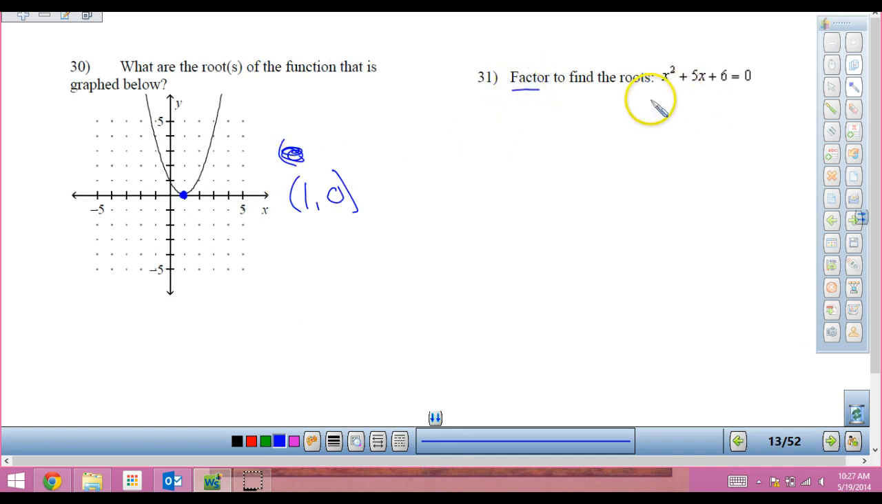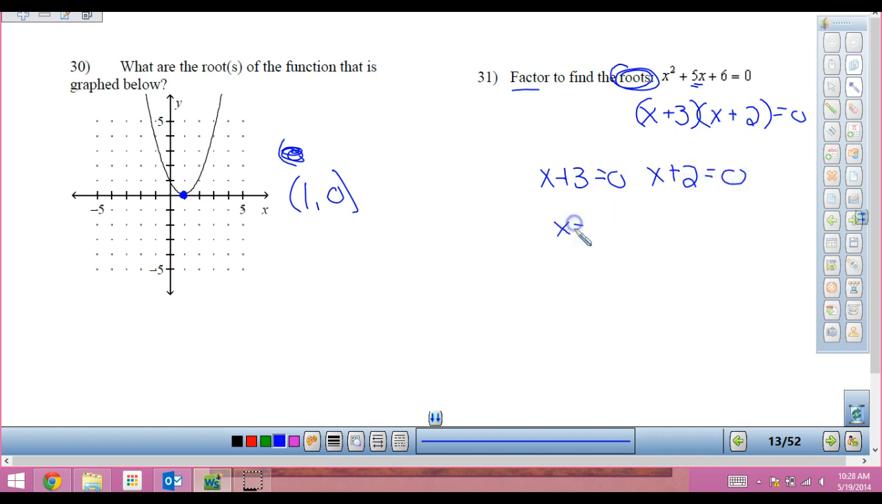Now they're making us factor to find it. So if I go here, how am I going to get to 6? 3 and 2 so that they add up to 5. So x plus 3, x plus 2. But now I'm trying to find the roots, so I still have to solve that. So now I've got to go x plus 3 equals 0, and x plus 2 equals 0. So x equals negative 3, x equals negative 2.